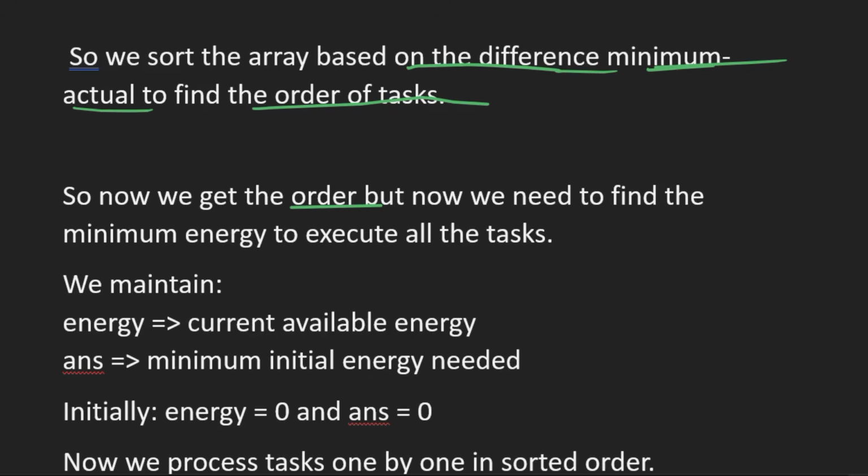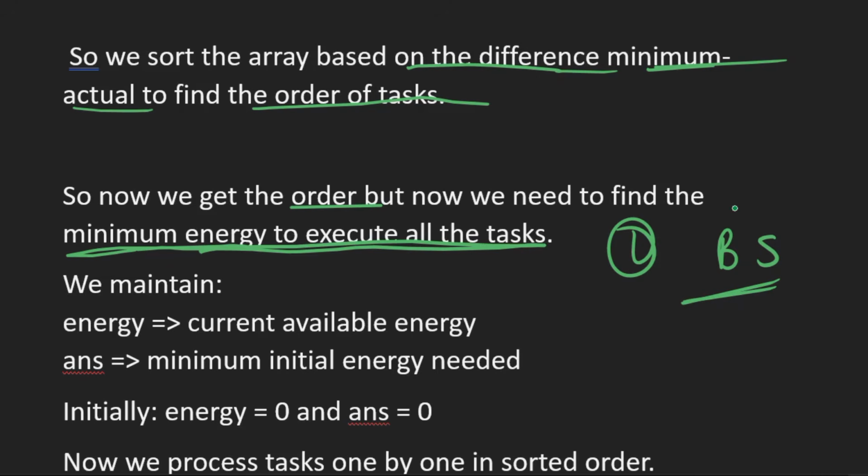So once we sort the array, we get the order. Now what we need to do is find the minimum energy required to execute all the tasks. So the first way is we can use binary search over here, and then find the minimum energy. So it will take n log n time, right?